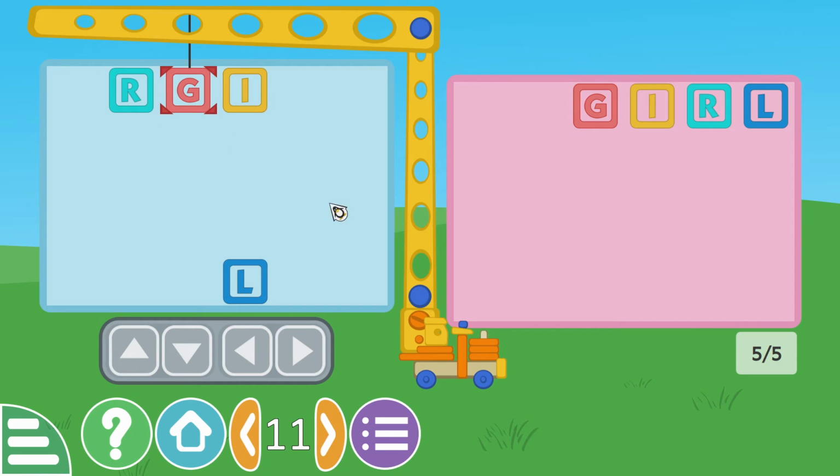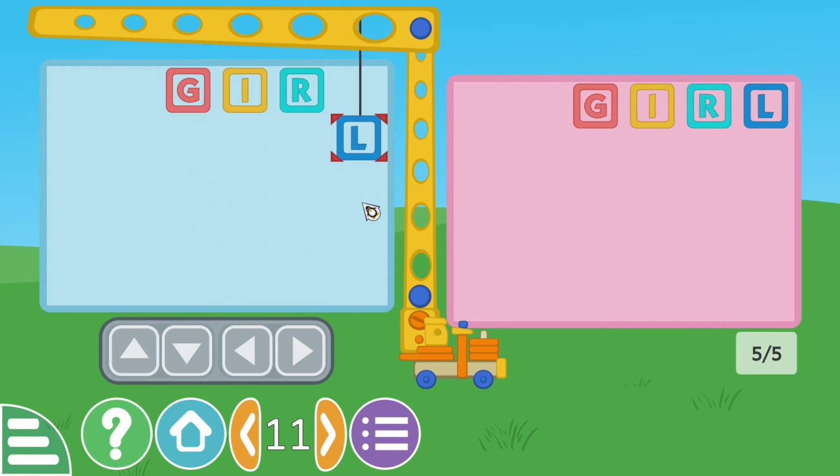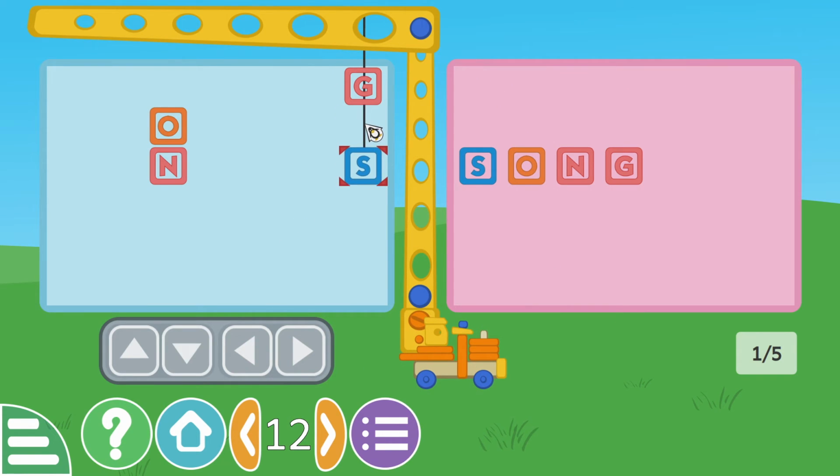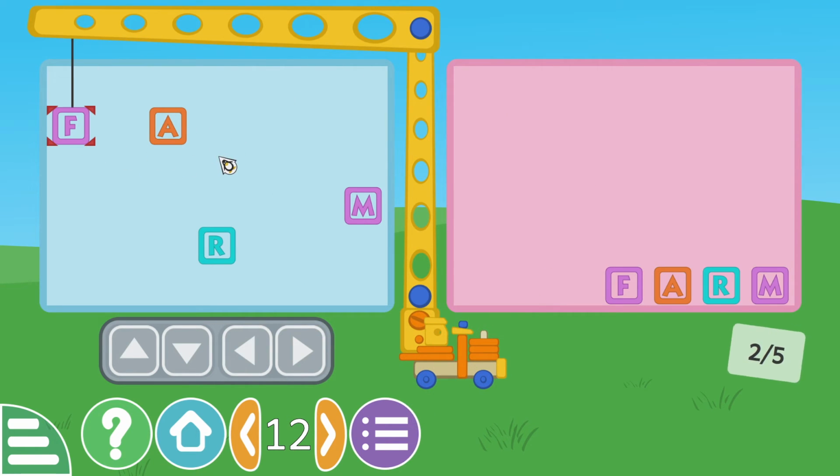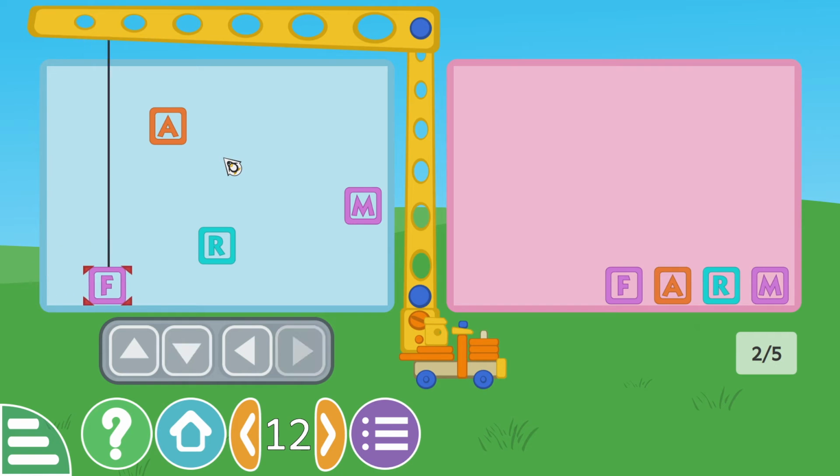Girl. The young woman. Song. There might be a lot of people gathering around to hear the musician's song. So people might go to a concert.